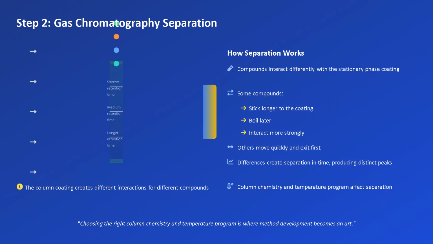Once vaporized, the sample enters the GC column, a long, narrow tube coated with a stationary phase. As compounds travel through the column, they interact differently with this coating. Some stick longer, some boil later, and some pass through quickly. These differences cause compounds to separate in time, producing distinct peaks. Column chemistry and the temperature program play a huge role here. This is why GC method development is often described as both science and art.